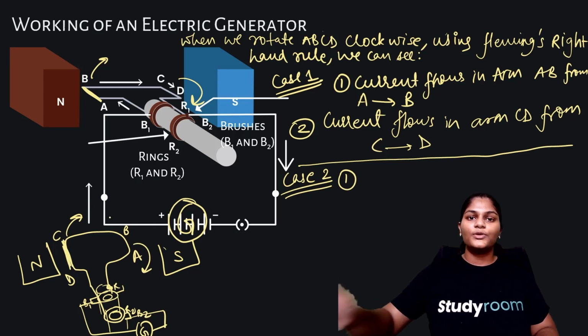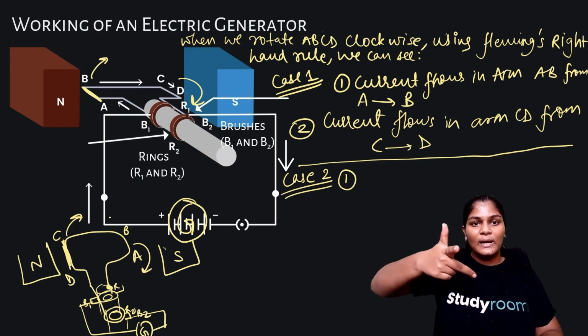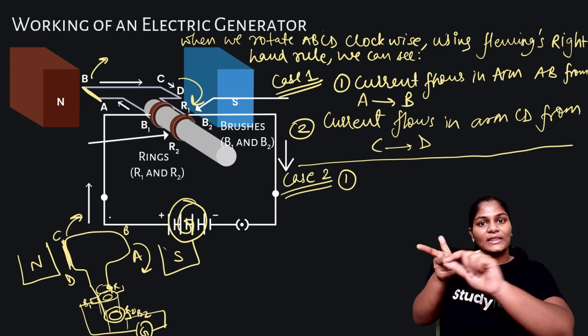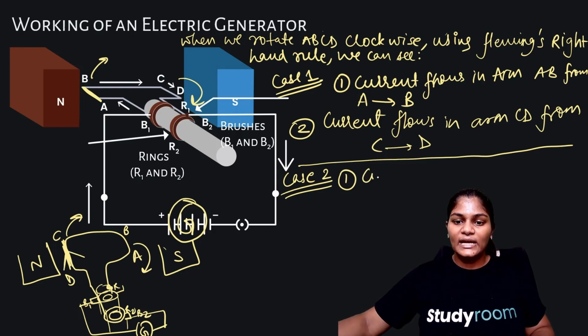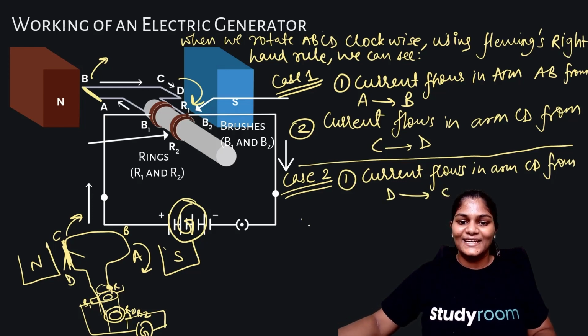Okay. Again, you do Fleming's right hand rule. I am moving the conductor upwards. My magnetic field is like this. So my current flows like this. That means away from me. That means from D to C. So I write that current flows in arm CD from D to C, right?